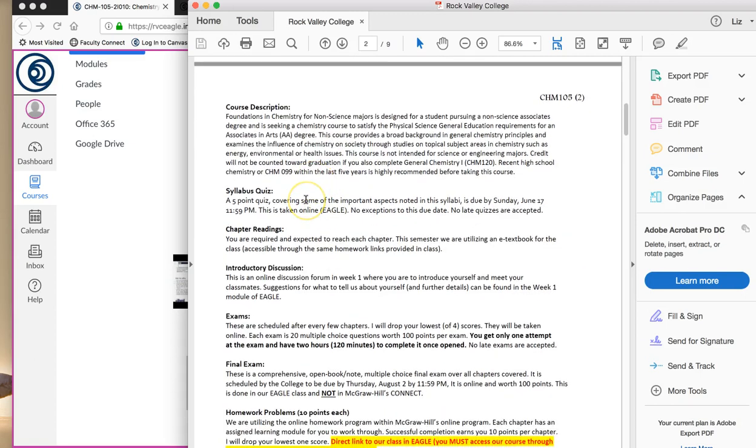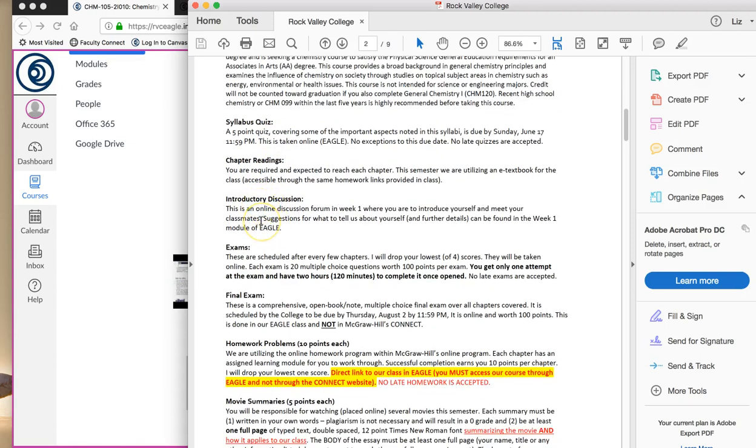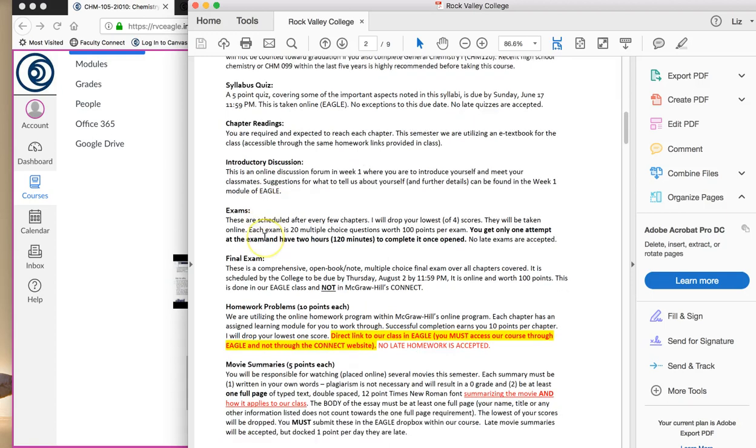All right, there's a syllabus quiz that's due by this coming Sunday. The syllabus quiz is on Eagle. I'll show you that in just a second. Chapter readings: I expect that you read every chapter. We have an introductory discussion just in week 1 where you introduce yourself and meet your classmates.